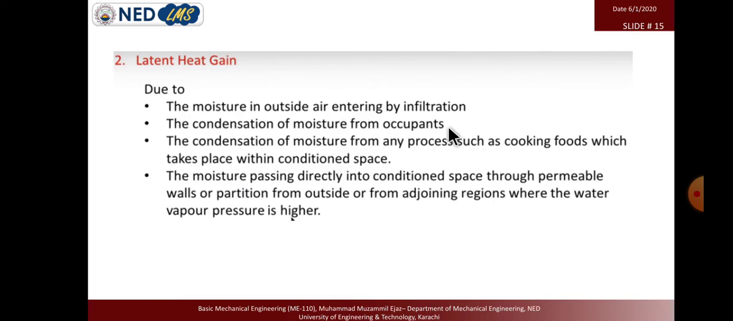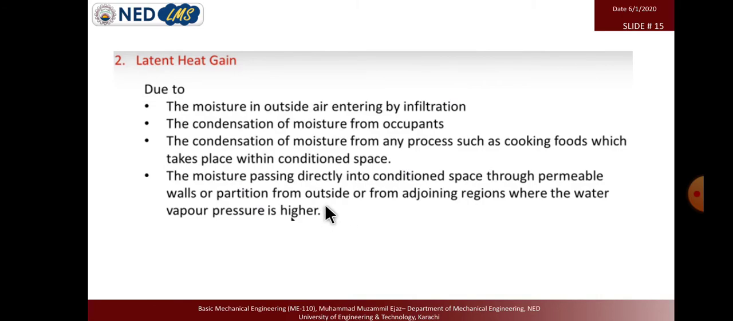that evaporated in the conditioned space and producing latent heat. The condition of moisture from any process such as cooking foods takes place within the conditioned space. The moisture passing directly into the conditioned space through the permeable walls or partition from outside or from adjoining region where the water vapor pressure is higher.